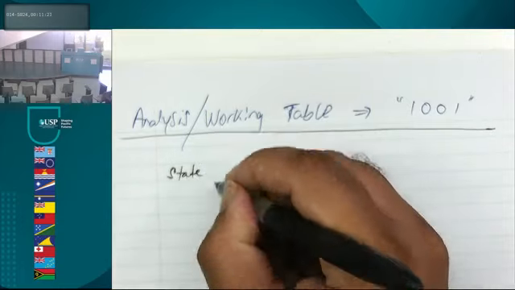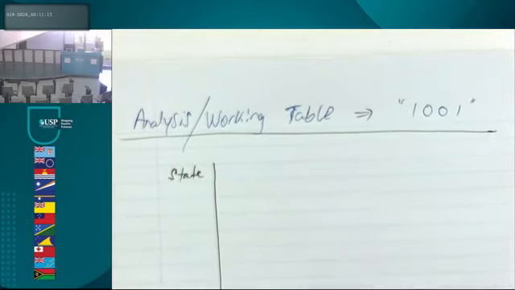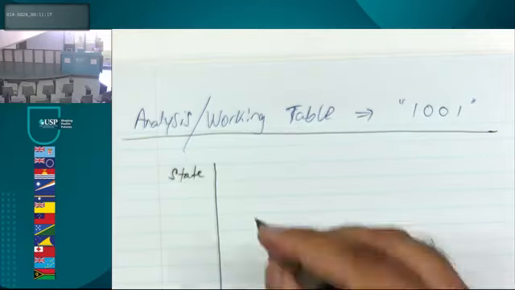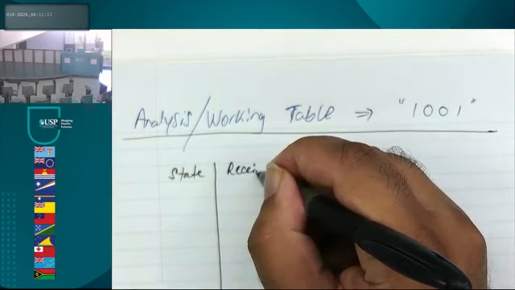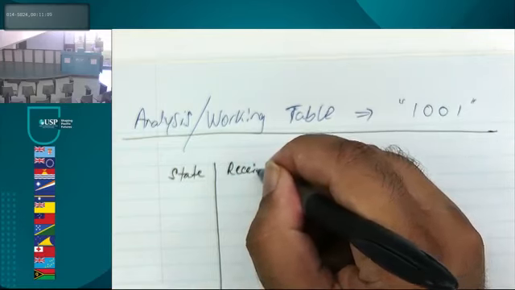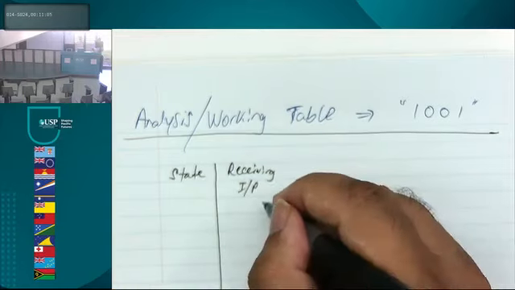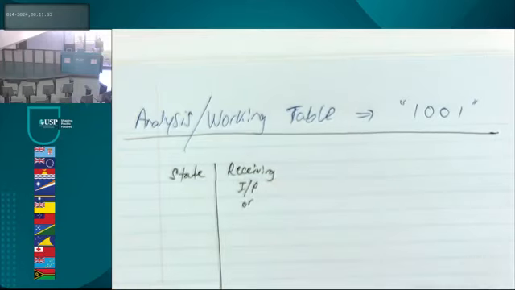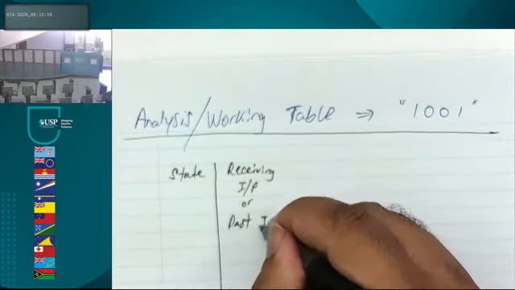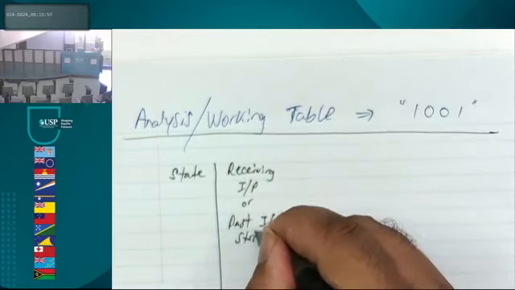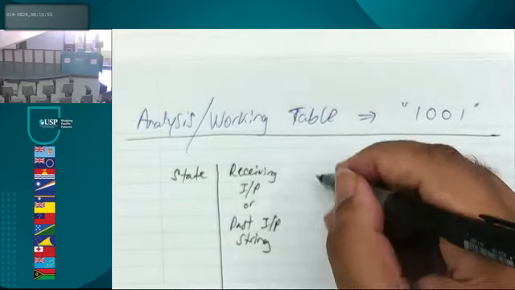You have a state. You have something known as receiving input, or some people call this the past input string. String or stream, whichever one you want to use.